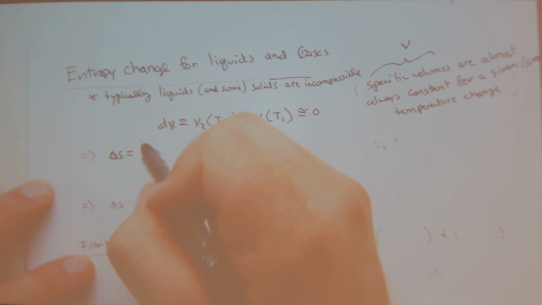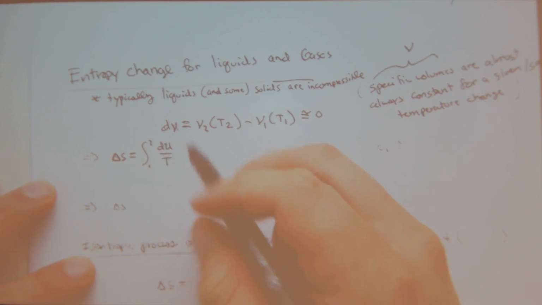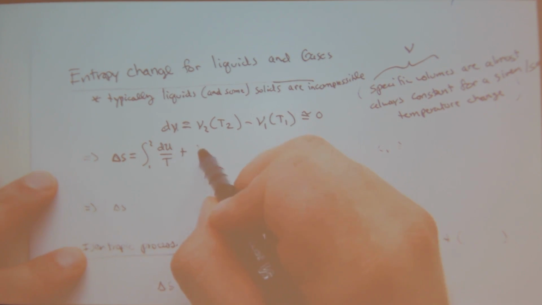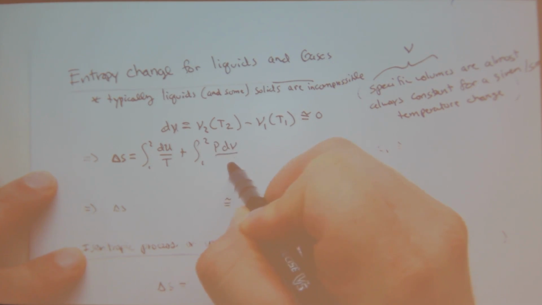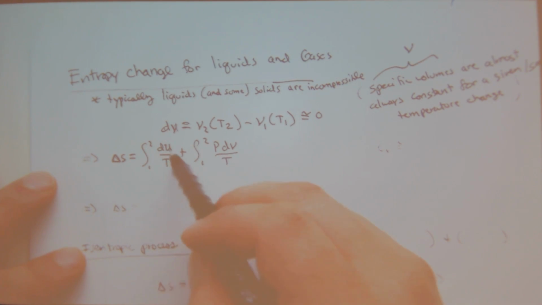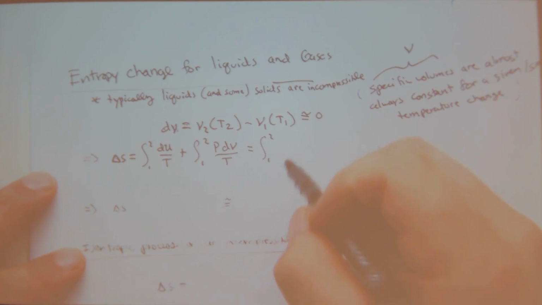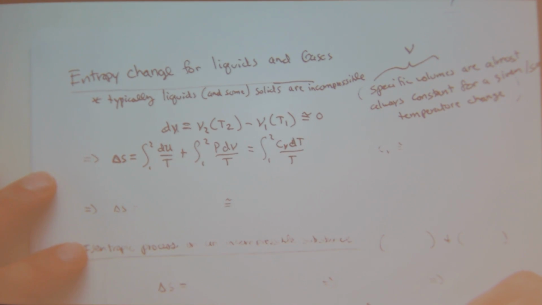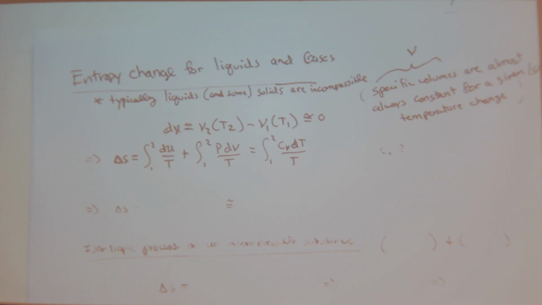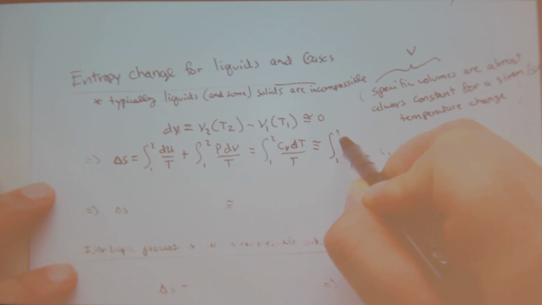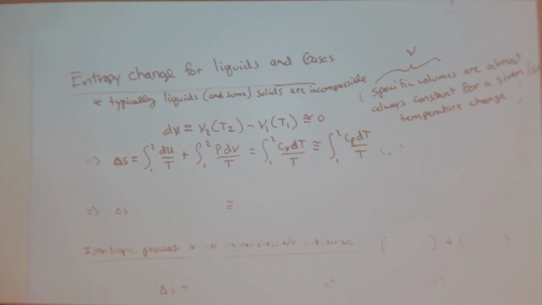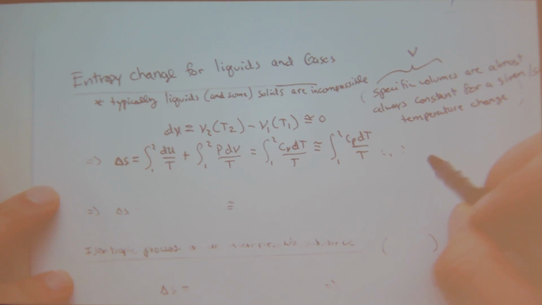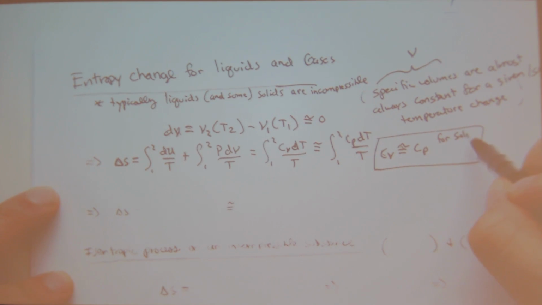So delta S small s is equal to the integral from 1 to 2 du over T plus the integral from 1 to 2 P dV over T. And I can use the CV relationship, so I have the integral from 1 to 2 CV dT over T, which equals approximately the integral from 1 to 2 CP dT over T. CV equals approximately CP for solids and liquids.